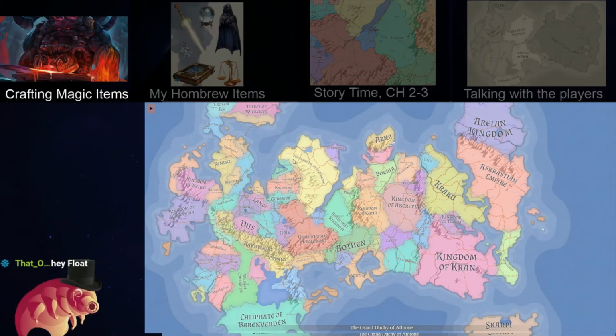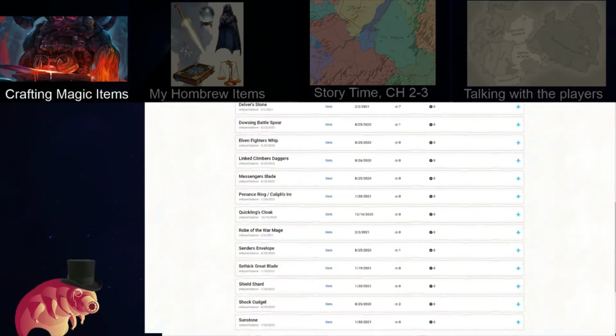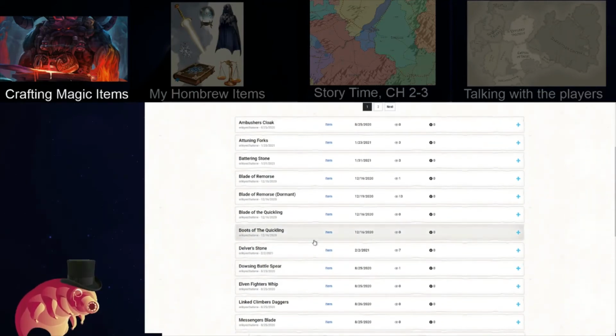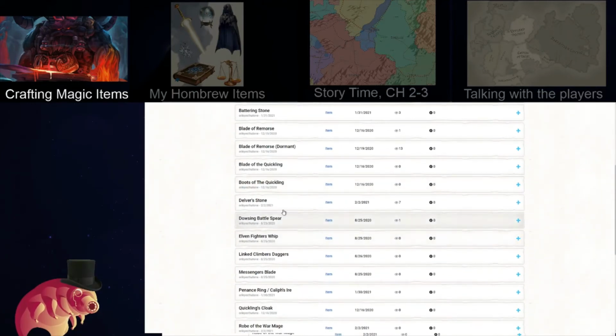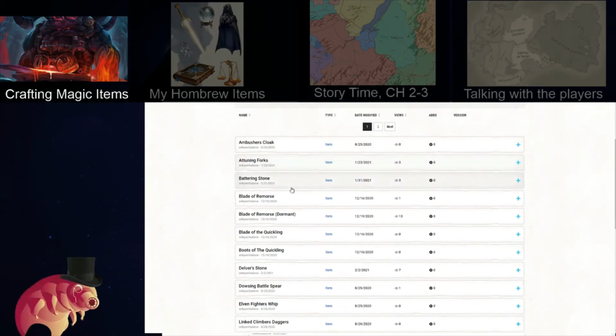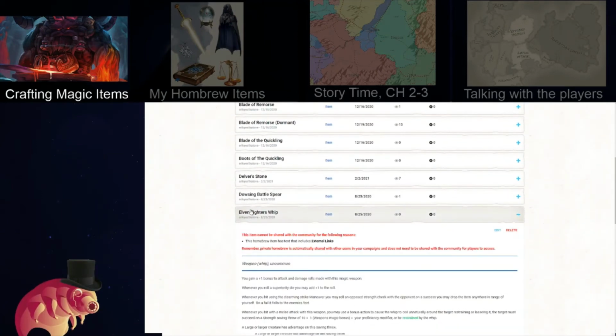Another important thing as a DM, though, is to be watching how your players are playing, what they want to be doing, and how you can help them achieve that through making small alterations to magic items that actually play into their specific desired style. And for that, I'm going to be talking about two items, one of which is called the Elven Fighter's Whip. I can find it. Yeah, the Elven Fighter's Whip.